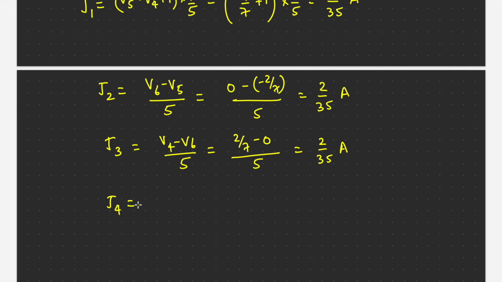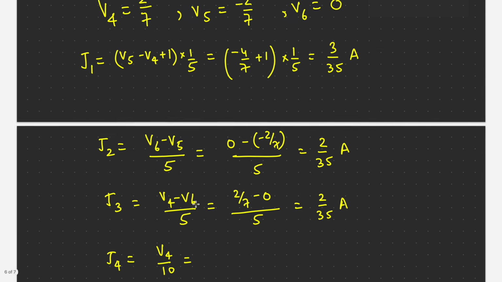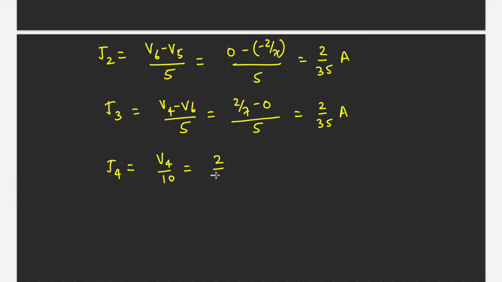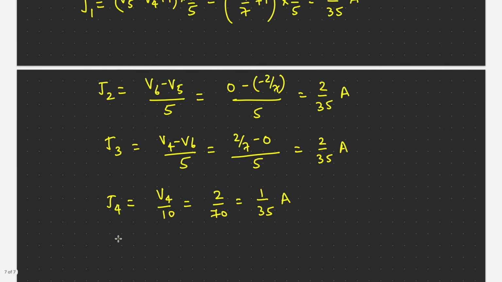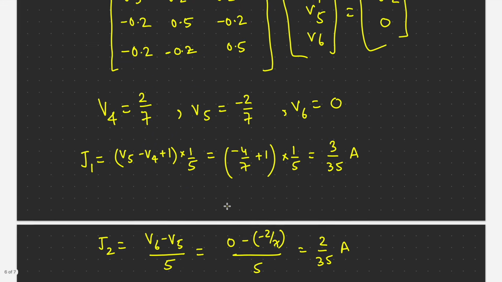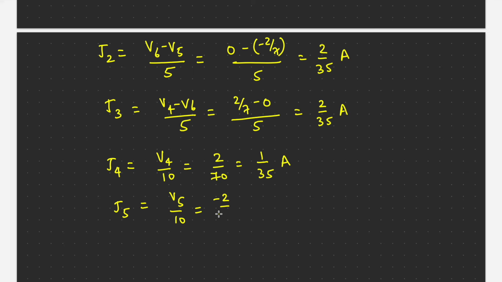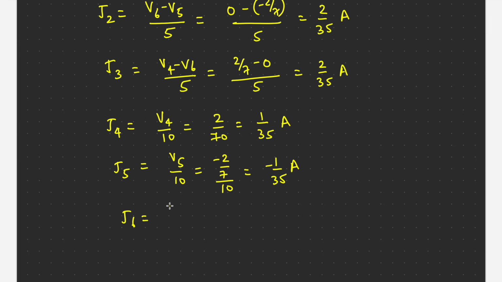Then the branch current in 4th will be V4 by 10. So V4 is 2 by 7, so 2 by 70, that means 1 by 35 amps. Then the branch current in 5, J5, will be equal to V5 upon 10. V5 is minus 2 by 7, so minus 2 by 7 divided by 10, which is minus 1 by 35 amps. And J6 is V6 by 10, which is 0 amps.